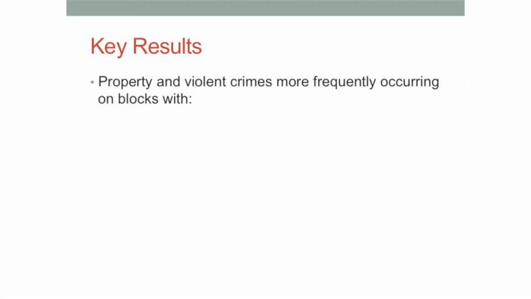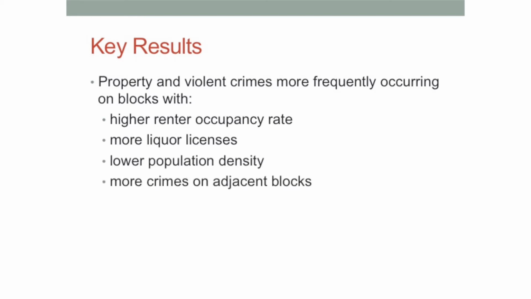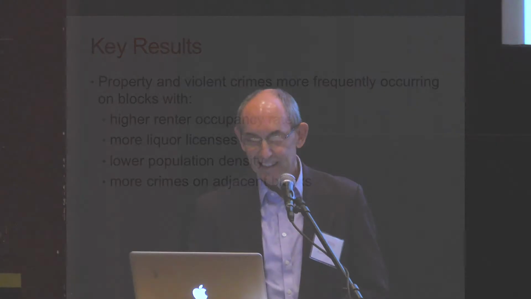Results. In general, we find that neighborhoods are less safe when they are, everything else being equal, occupied by renters as opposed to homeowners, where there are more liquor licenses on the block, where there's a lower population density, and where, not surprisingly, there's more crime on adjacent blocks. There are spillover effects. Thanks, Luke. We did your techniques here.